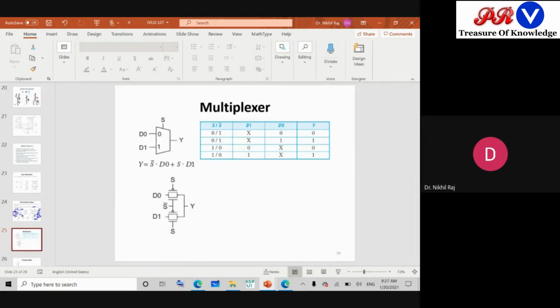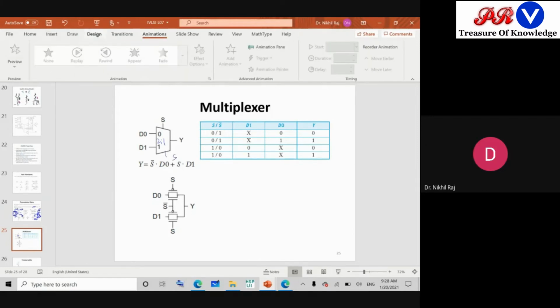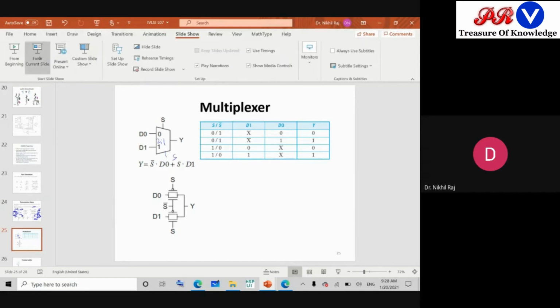Now coming to the application part, let's say a multiplexer is to be designed. We know the multiplexer, the 2:1 multiplexer, and in the multiplexer, S is the selection line. So how will it work?